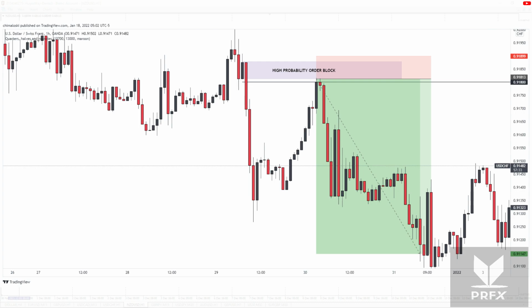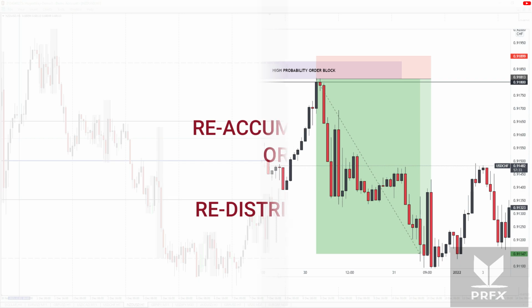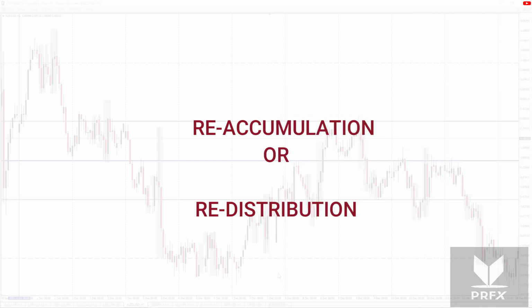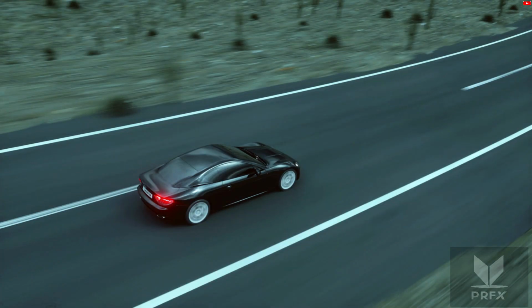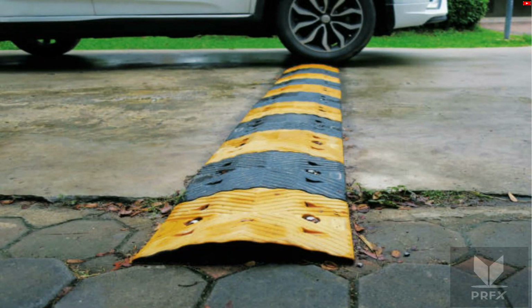So basically, there are predetermined price levels every day when you open the chart in every currency or every asset where we would see repricing. Basically, what I mean by repricing is reaccumulation or redistribution. So I want you to look at it this way. If you have a car moving at 40 miles per hour, now it approaches a speed bump. What do you think happens to that car?